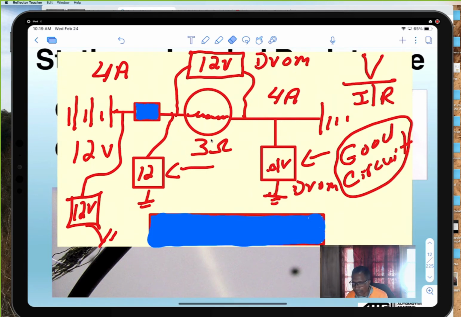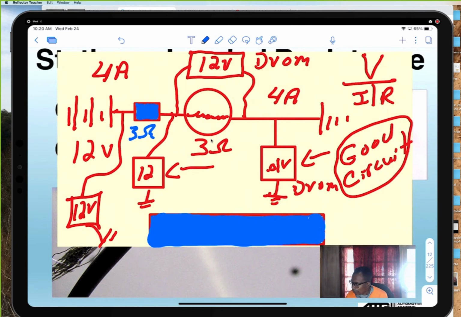We all know that's a connector right there. Let's say that connector has resistance on it. And like I said, you can't measure resistance like that, but you can find another way I'm about to show you. Let's say for this example that it has resistance in it. 3 ohms. What's the amperage now? 2.